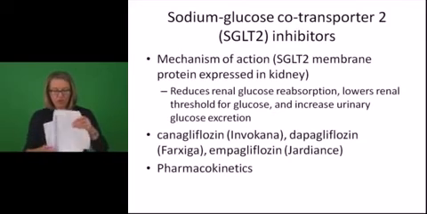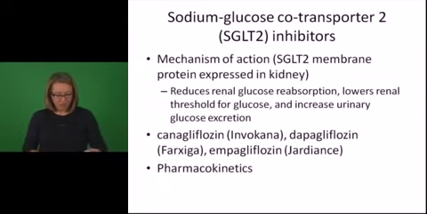Okay, the sodium glucose co-transporter 2 inhibitors. They reduce renal glucose reabsorption. So they lower the renal threshold for glucose and increase the kidneys' excretion of glucose. The three agents that are available are Invokana, Farxiga, and Jardiance. The most notable pharmacokinetics of these include a 24-hour half-life, and they peak about 1 to 2 hours after a dose.